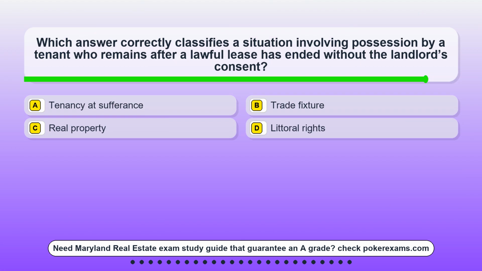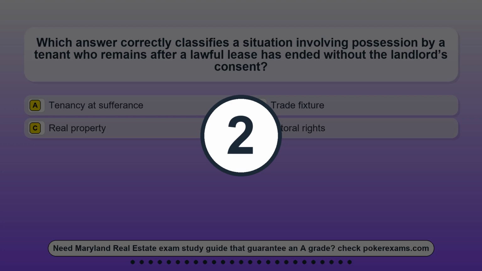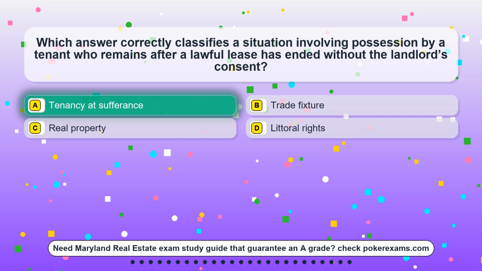Question 15. Which answer correctly classifies a situation involving possession by a tenant who remains after a lawful lease has ended without the landlord's consent? Option A, tenancy at sufferance. Option B, trade fixture. Option C, real property. Option D, literal rights. The correct answer is option A, tenancy at sufferance.